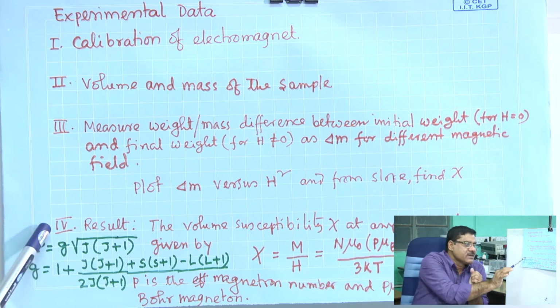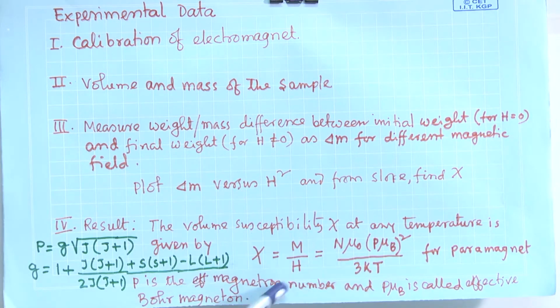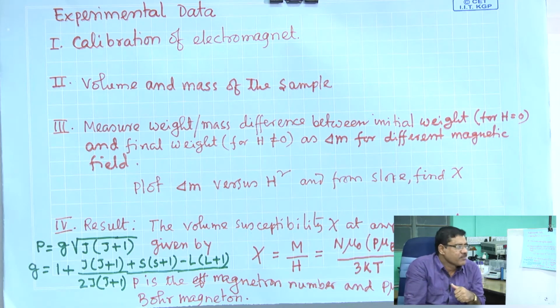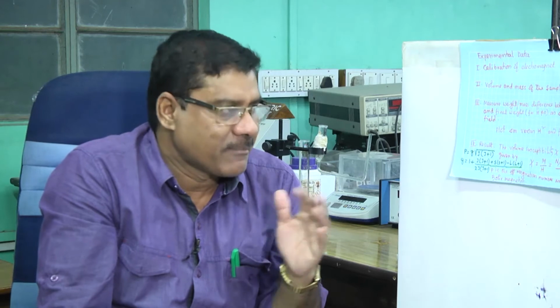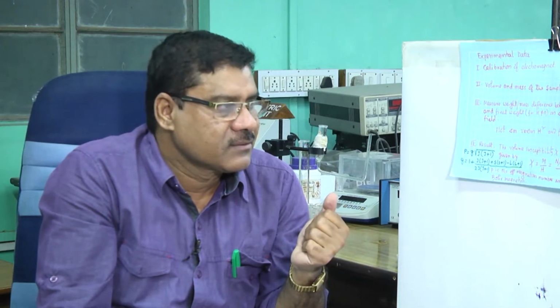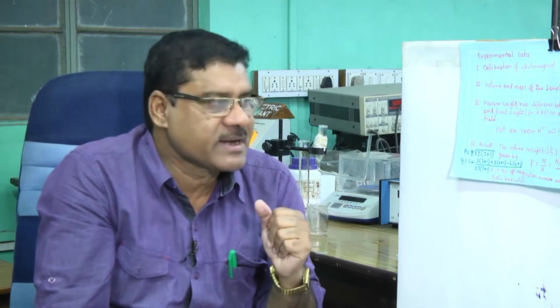Now this P you can compare with your experimental value obtained from the measurement of chi. If any discrepancy is there, one can explain why it is coming, or if it matches well with the theoretical value, then it's fine. So, this experiment we will demonstrate in our laboratory, after this discussion.